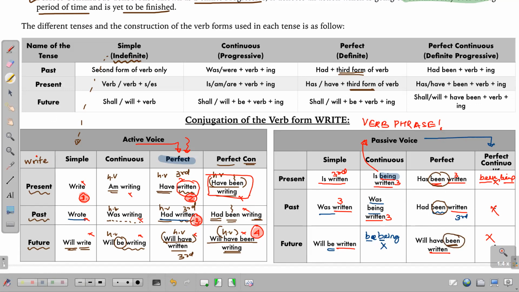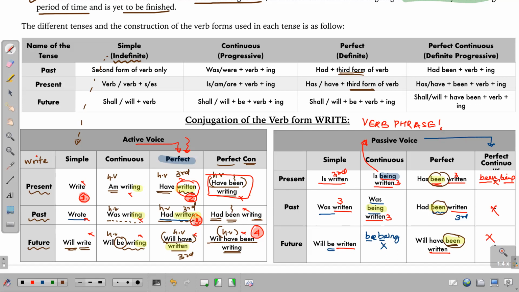Okay, so that is one key way of differentiating between the passives of perfects versus active perfects. Passive perfects will always have been, in the third form, but active perfects have the helping verbs and no been. Similarly, continuous actives will not have being, only verb plus ing, but passives will have being plus the third form, and the future perfect continuous will not exist.